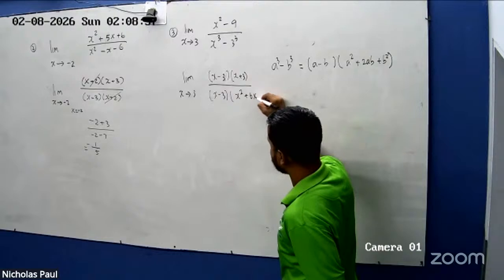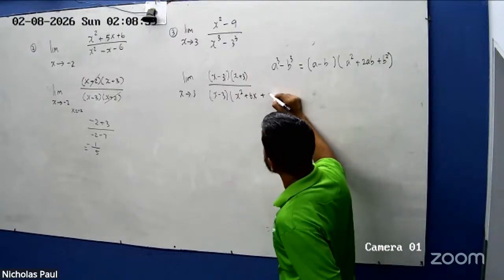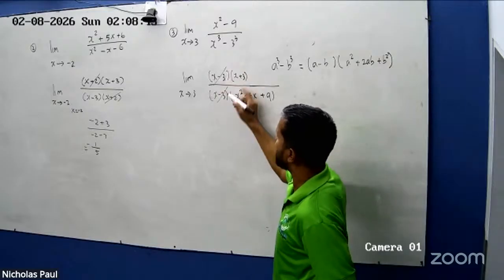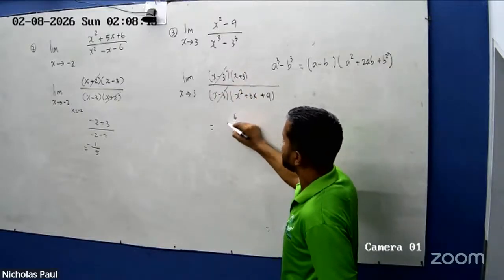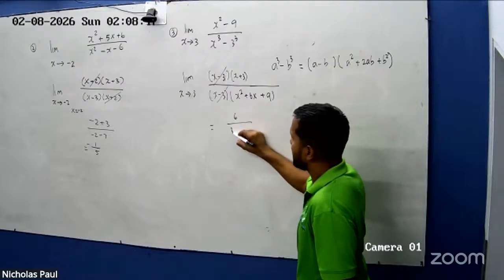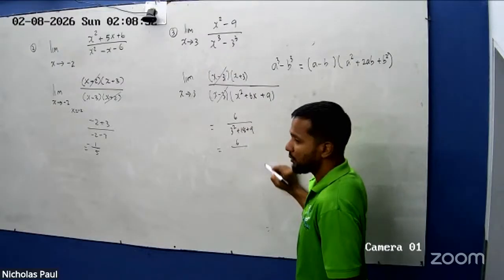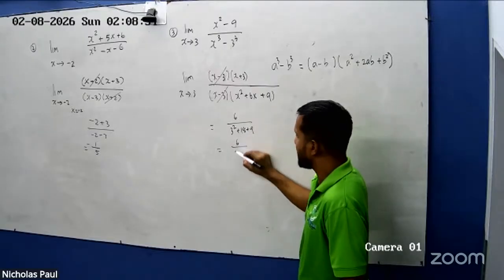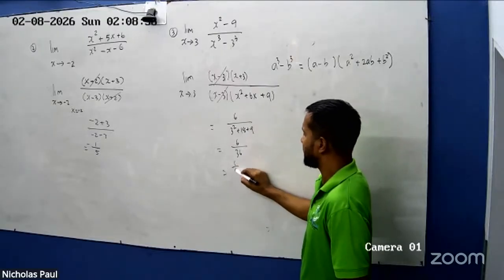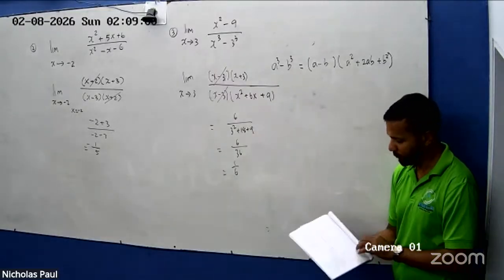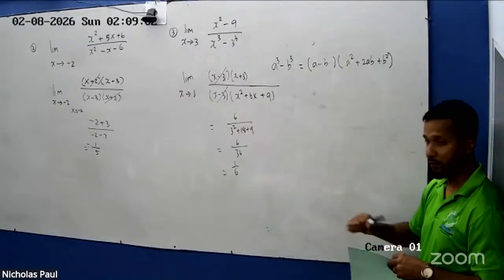6x, plus b is 9. This will cancel, then you plug in 3. You'll get 6 over, what's this here? How much? 36. So it's 1/6. Let's try one more before I give you the limit rule.